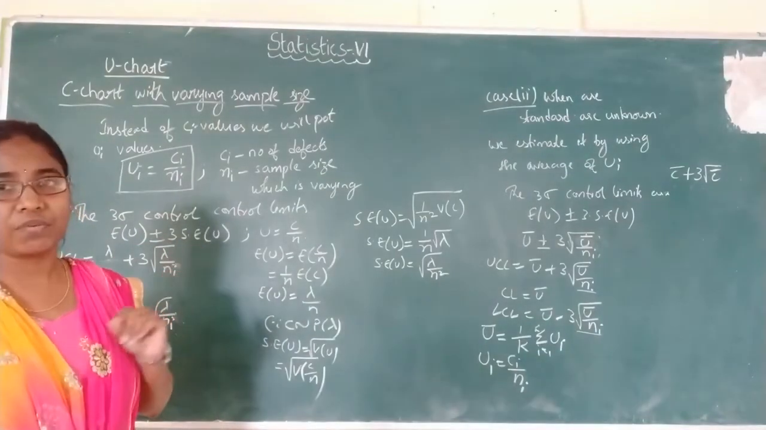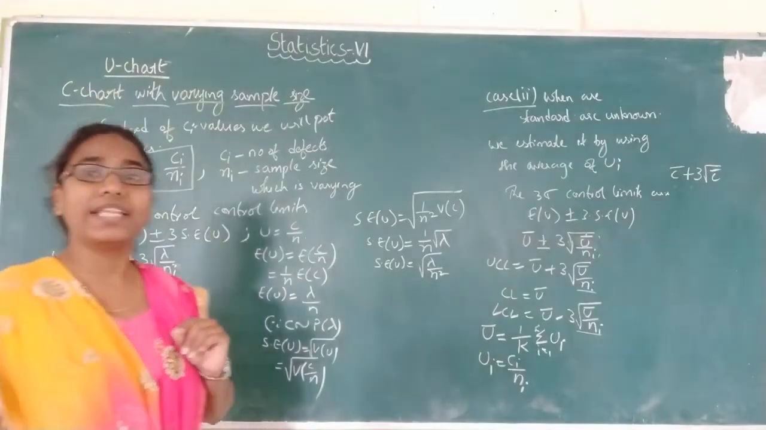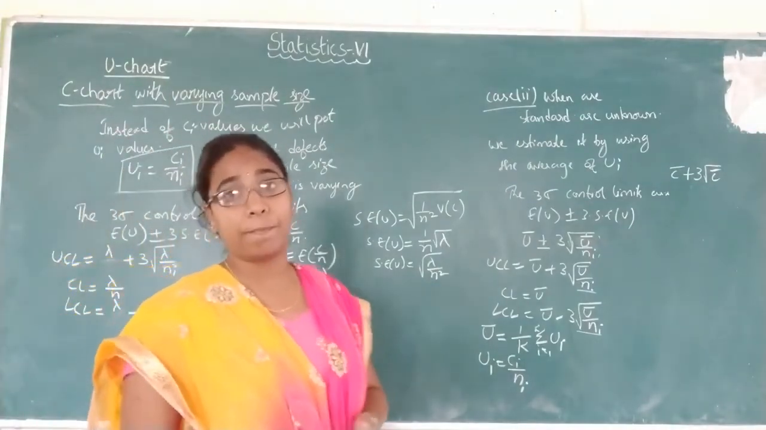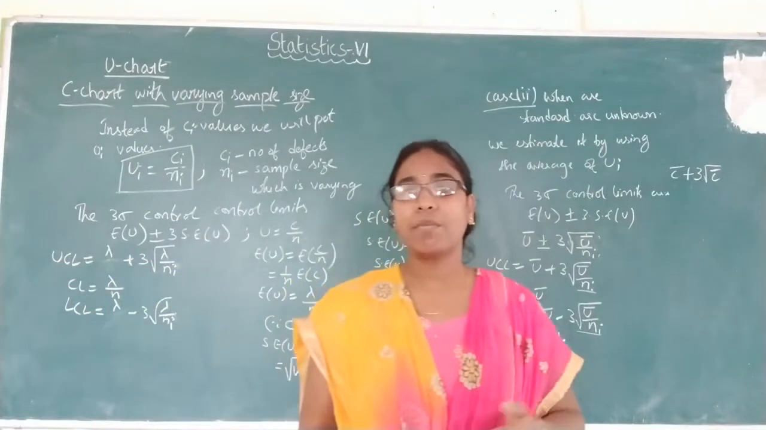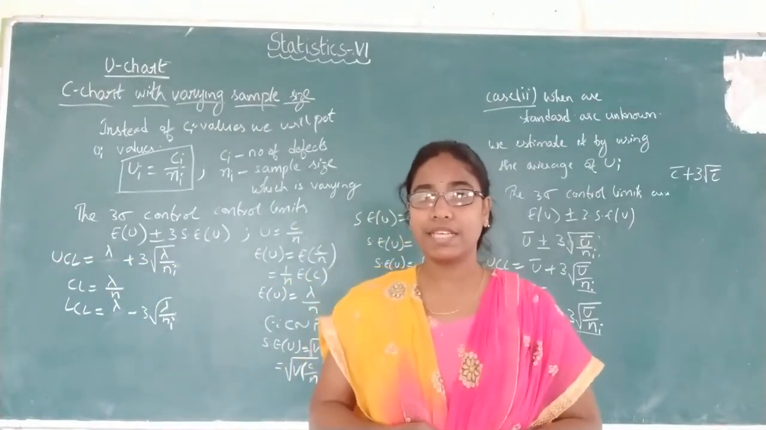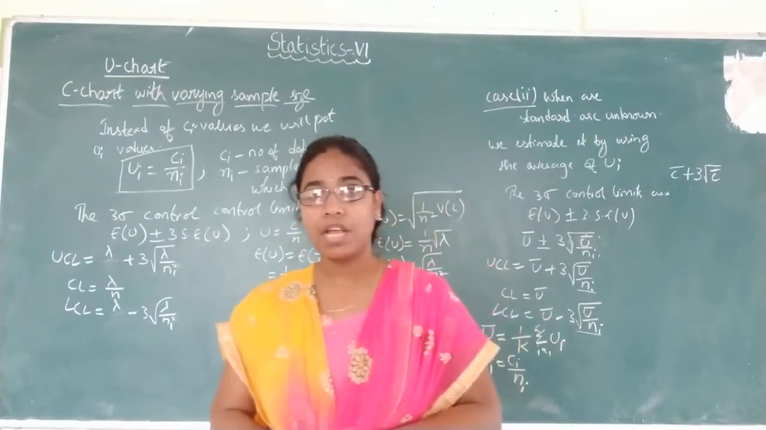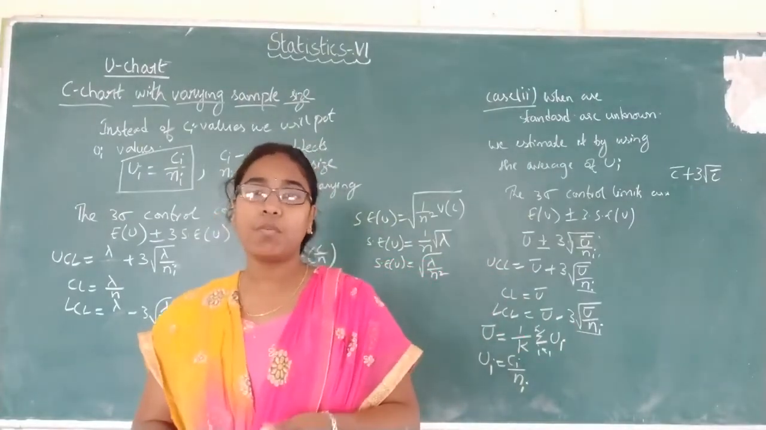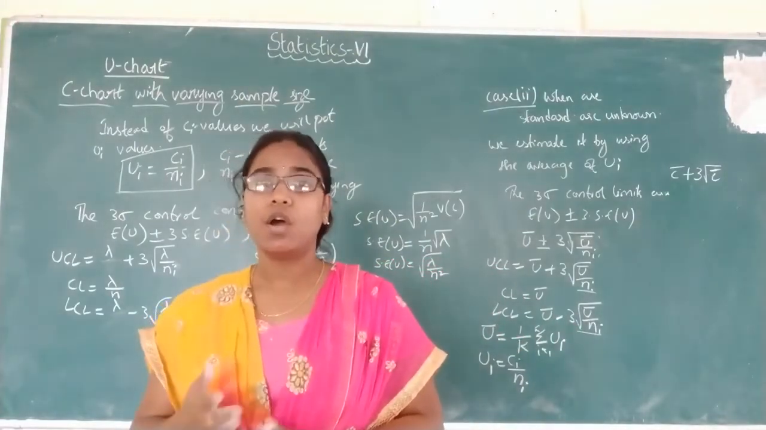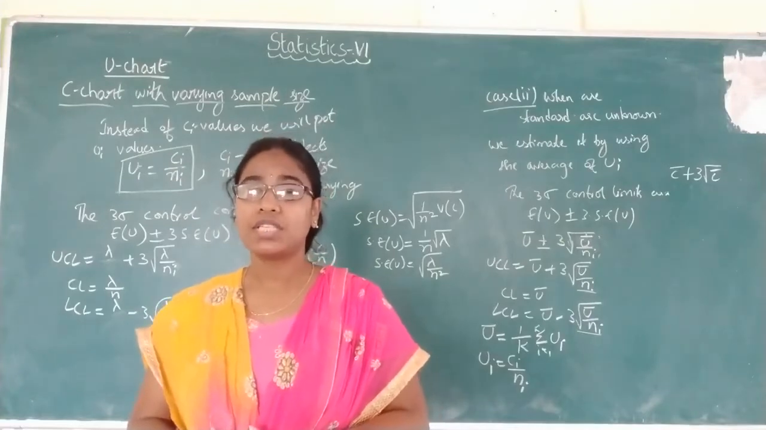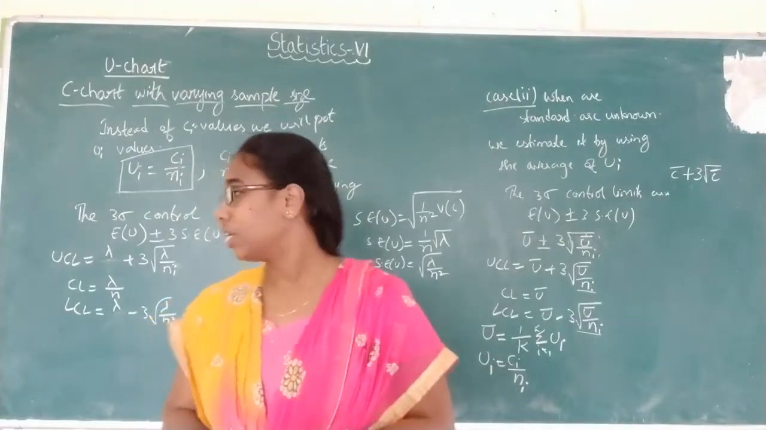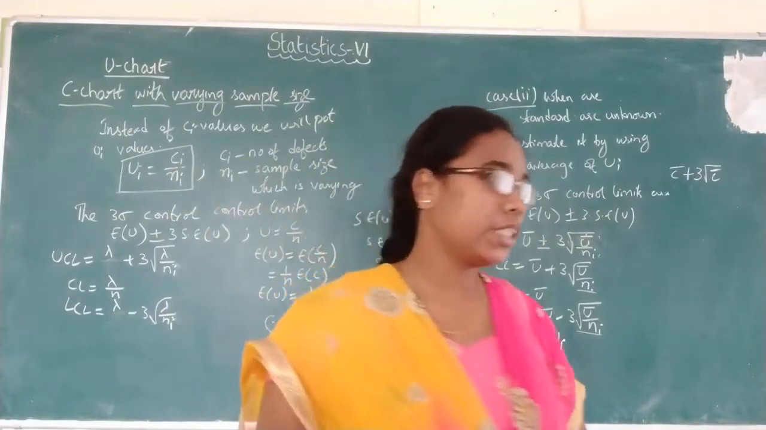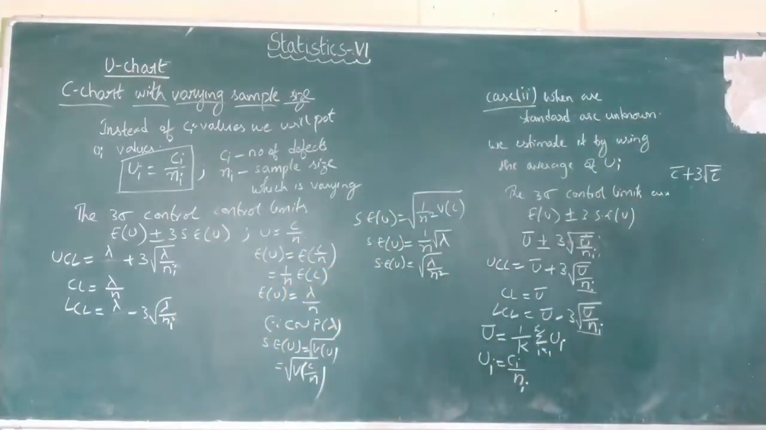Same as the P chart with varying sample size, and the interpretation is also the same. If all the points lie between the UCL and LCL, the process is said to be under statistical control. If any point goes above UCL or below LCL, the process is said to be not under control. So how will you get the chart for the U chart?